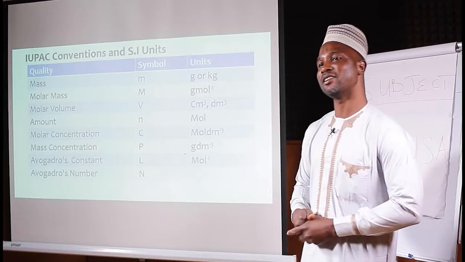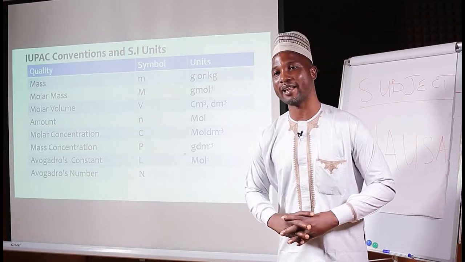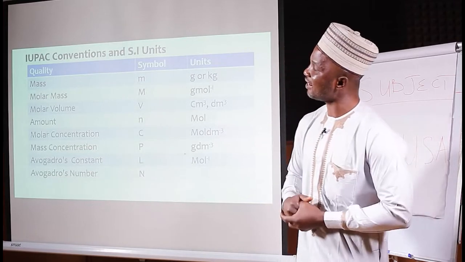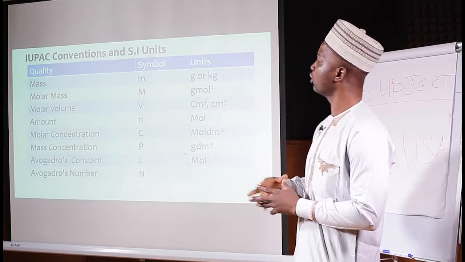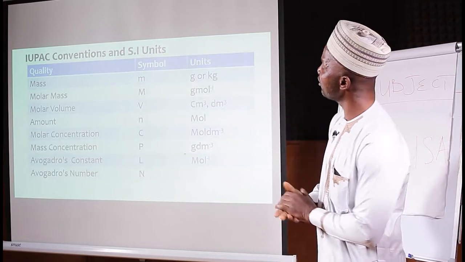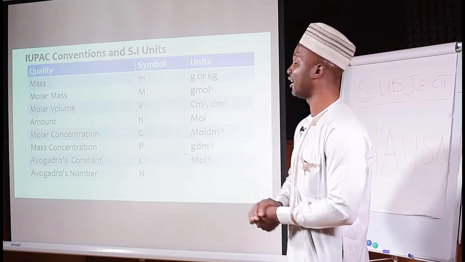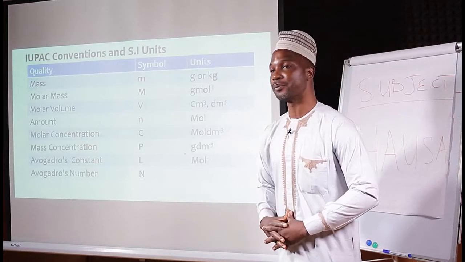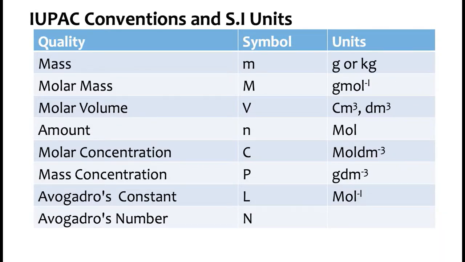My wonderful viewers, listeners at home, as well as my learners, I want to give you the standard abbreviated symbols for certain quantities as well as their SI units. Remember, SI units are System International units that are generally acceptable globally. Mass is represented by small letter m, and the unit is grams or kilograms. Molar mass is capital letter M.